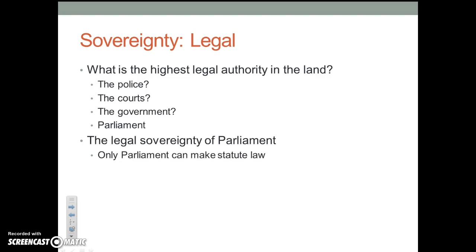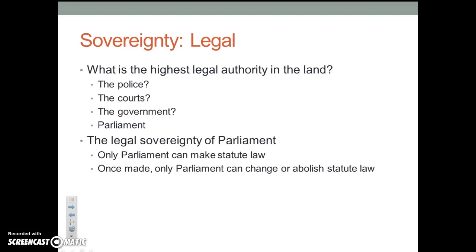First of all, we've got the idea that Parliament and only Parliament can make statute law. Now, there are various different categories of law in the United Kingdom. We've got statute law, we've got common law, we've even got EU law. But as far as you're concerned, statute law is the highest form of law in the land, and only Parliament can make it. Not government, not the courts, not the police. Only Parliament can make statute law, and statute law trumps everything else.